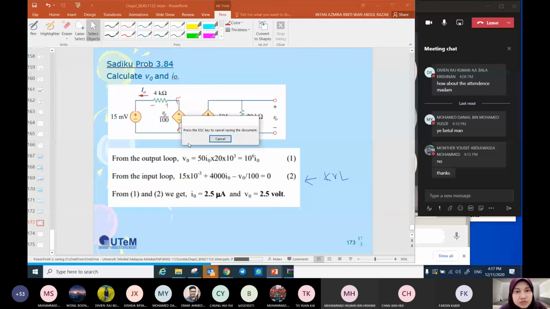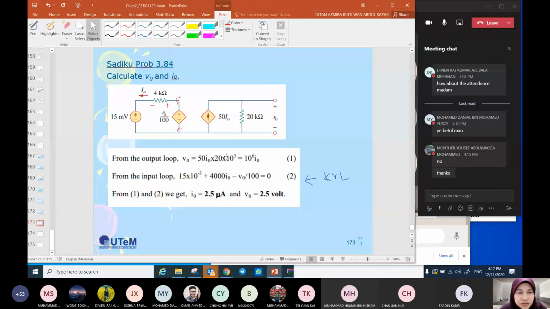Solve these two equations and you will get I0 and V0. In these two equations, we have two unknowns, V0 and I0, so we can solve the equations and get the answer. Please try and check whether you get the answer. Any question?